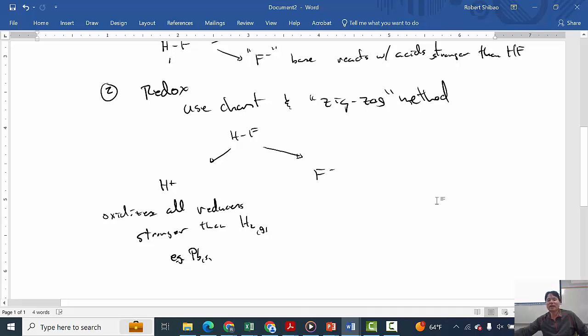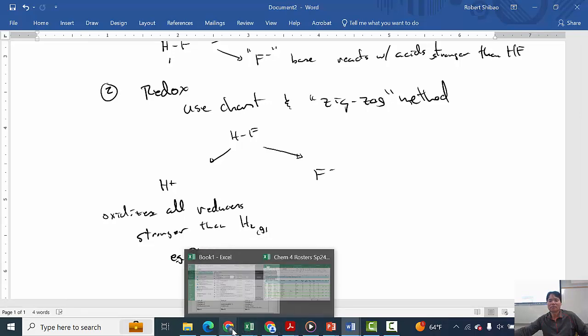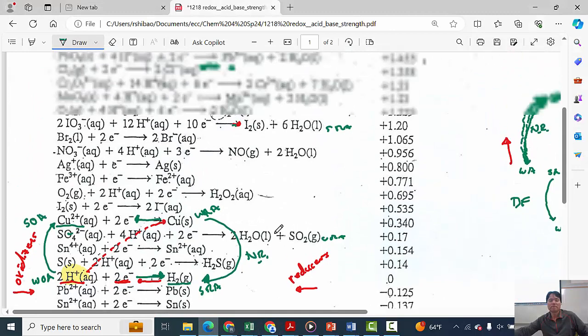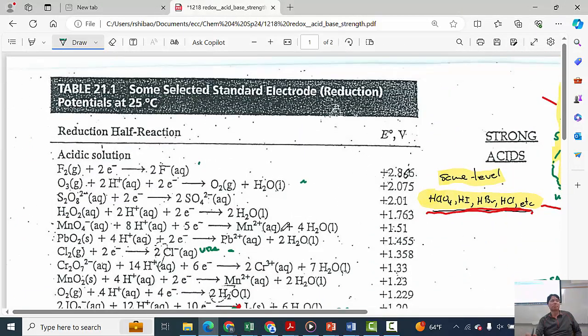So what will fluoride react with? Take a look at the chart and tell me what it reacts with. Will fluoride react with fluorine? If fluoride and fluorine react, what forms? Same thing, so no reaction. So what we need is a stronger oxidizer than fluorine. What's a stronger oxidizer than fluorine? There's nothing on the chart.